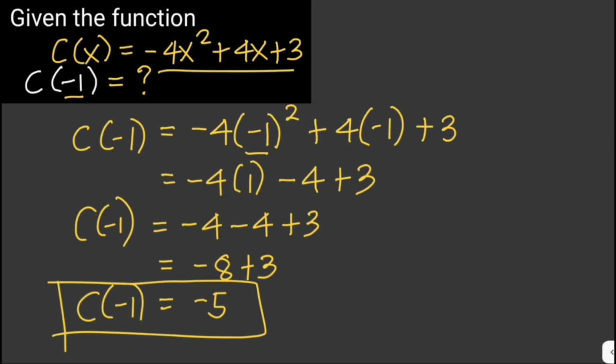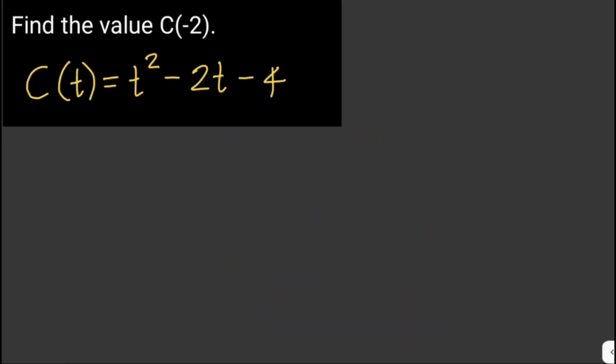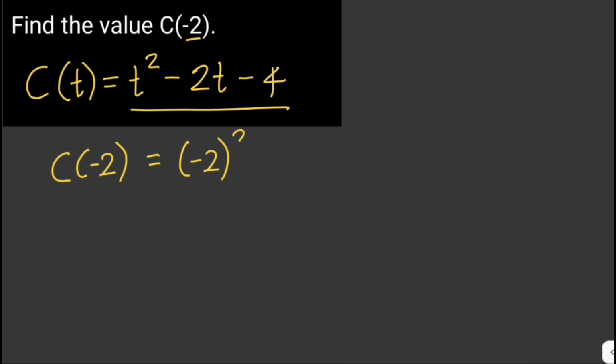Okay, let's solve another problem. Find the value of c of negative 2, given the function c of t equals t squared minus 2t minus 4. So again, we're given here the value of our input, t equals negative 2. So we just have to plug in the value to the given function. So that would be c of negative 2 equals negative 2 squared minus 2 times negative 2 minus 4.